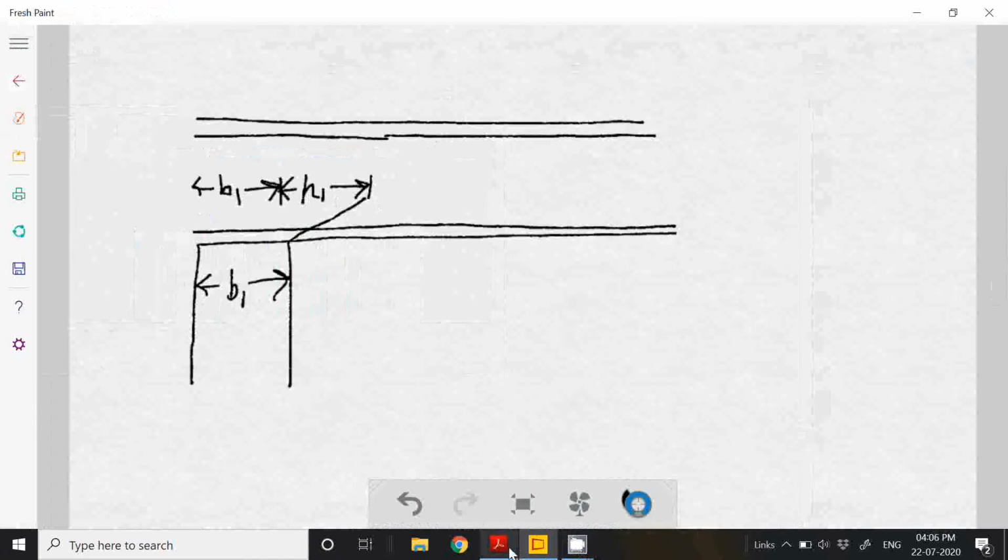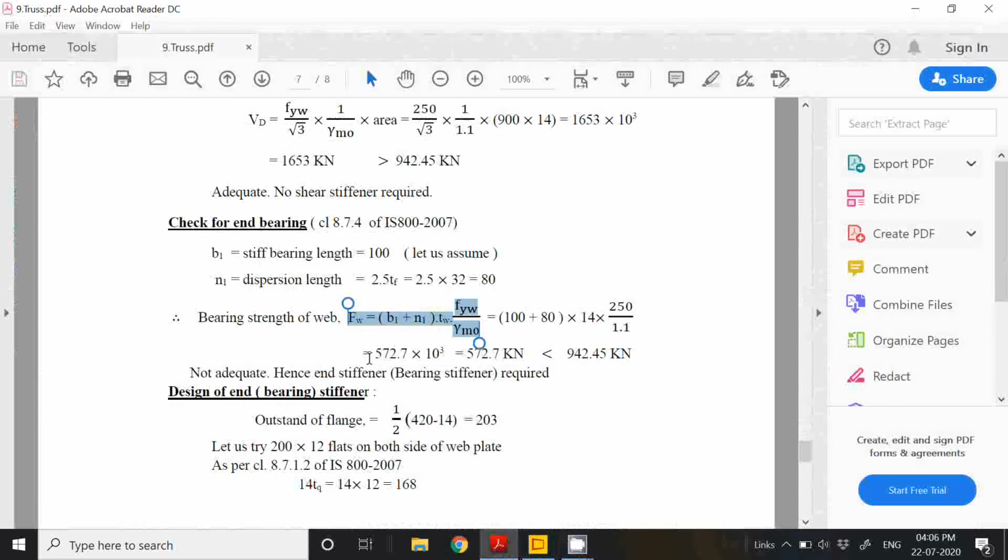The load gets dispersed, and N1 is equal to what? It is given here, 2.5 into thickness of flange. So ultimately, this one is the length that I am talking about. So N1 we have got this much, B we have got. So bearing strength required is this one. Remaining values you know already. So we have seen the bearing strength, and we check the bearing at the supports because the shear force is highest at the supports.